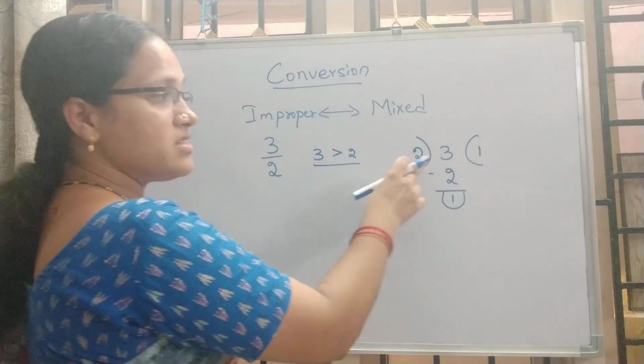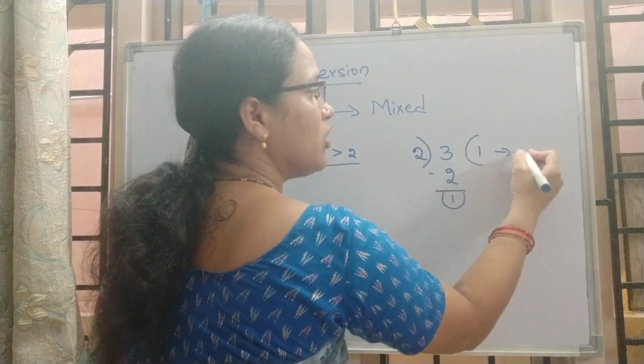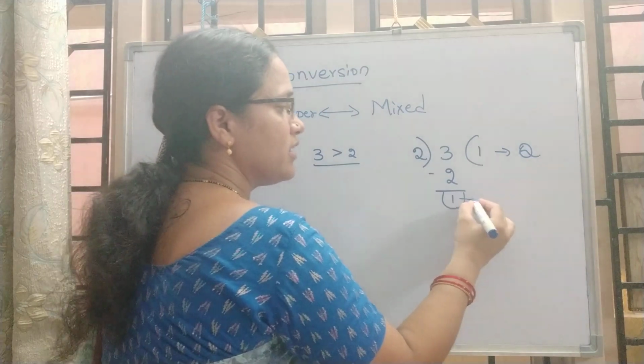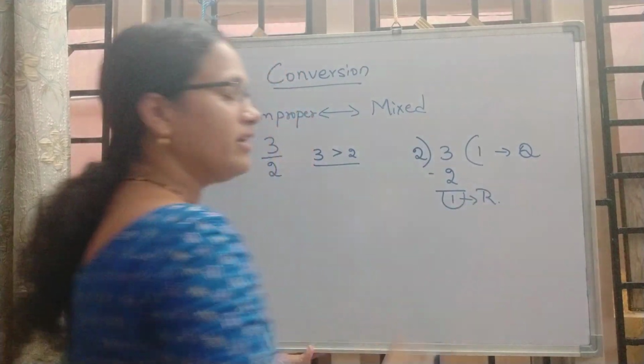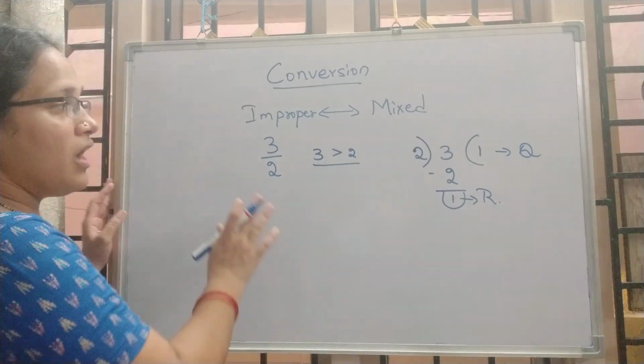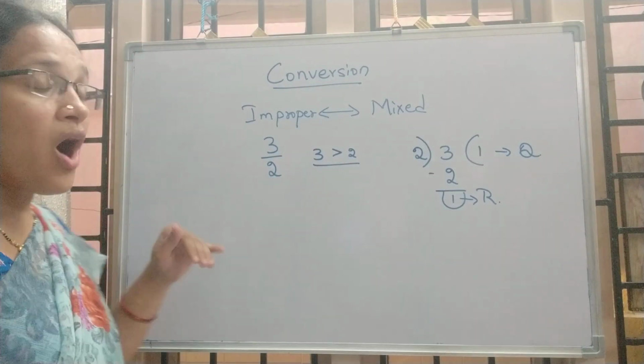I told you this is the divisor, this is the dividend. Now what is this called? Quotient. Yes or no? Quotient. You have learnt it. And this is called the remainder. What is it called? Remainder. Yes? Yes.